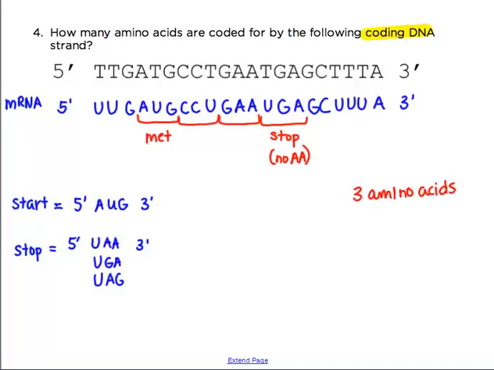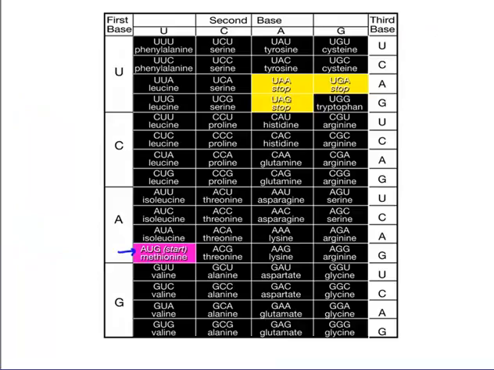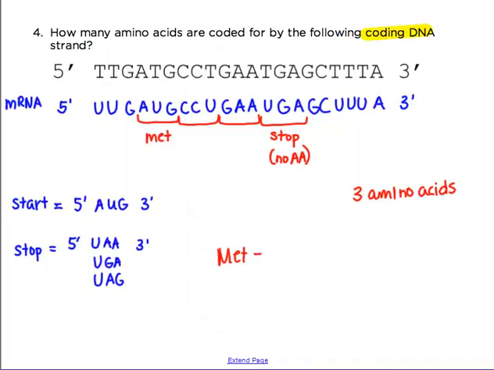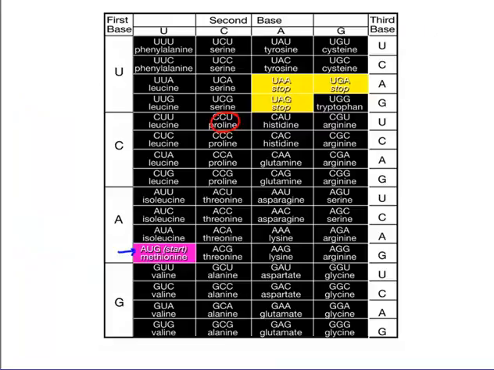And it doesn't ask for us here, but you might as well use the genetic code chart and see what amino acids these are. So we know it's going to be methionine first, because that's what the start codon encodes for. Then we have CCU. So if you look over CCU, it's going to give you proline. And then we have GAA. So GAA is going to give you glutamate.